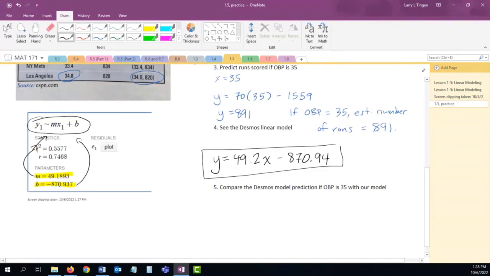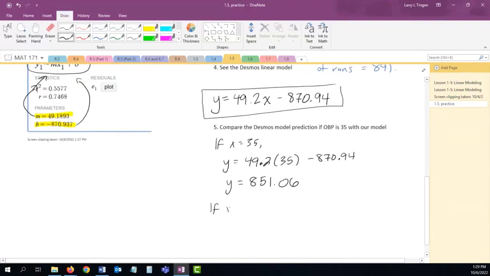So let's compare our model, where we had 891 runs, to this model. If x is 35, y is equal to... massive difference, right? In both values. The slope is much more shallow, and the y-intercept is larger, right? Instead of being negative 1,559, it's just negative 870. Plug all that in, times 35 minus 870.94, and we find y is 851.06.